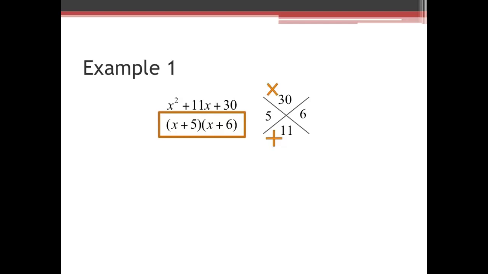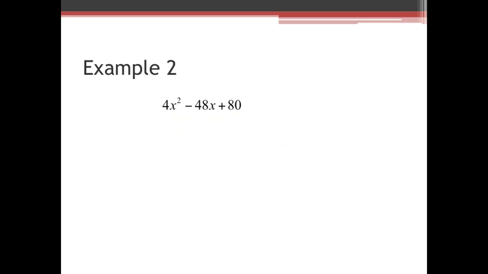All right, let's look at the next example. We have 4x squared minus 48x plus 80. Now this is in standard form. We have x squared first, then the x term, then the constant. We also see here that all three of these numbers actually have a factor of 4 in common. So we can pull that GCF of 4 outside of the parentheses. So this will be 4 times x squared minus 12x plus 20.